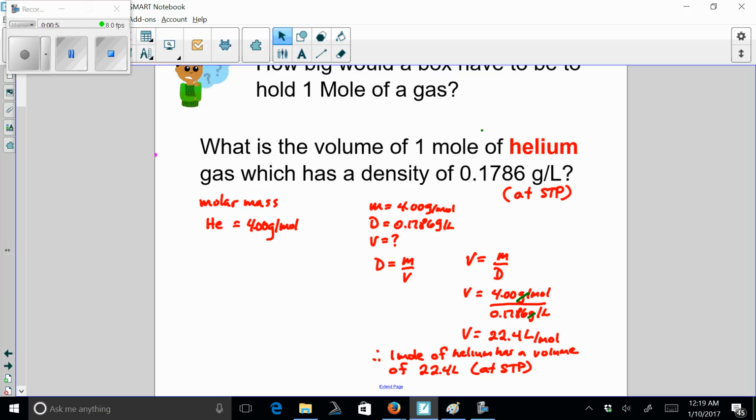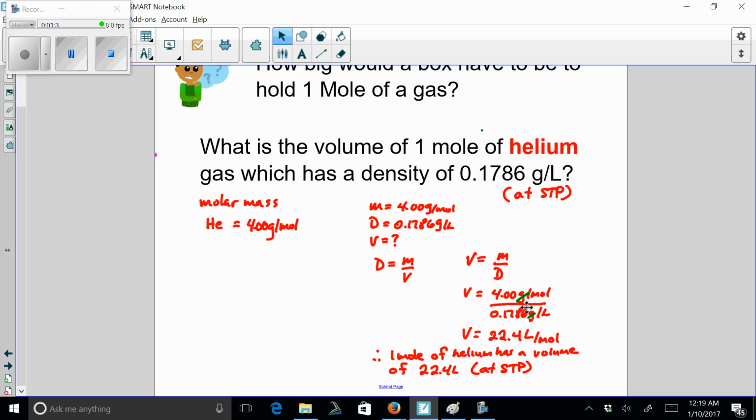To figure out what's going on here, I need to know how many grams there are in 1 mole of helium. We know the molar mass: 4 grams in 1 mole for helium. I'm going to use that as my mass. The density, as I said earlier, was 0.1786 grams per liter, and I want to figure out the volume of this 1 mole of helium. My density equation from grade 9 is mass over volume. That's the definition of density, how much mass there is in a certain volume. I'm just going to rearrange it to solve for volume, bringing the V up here, the D down here, and substituting my values in.